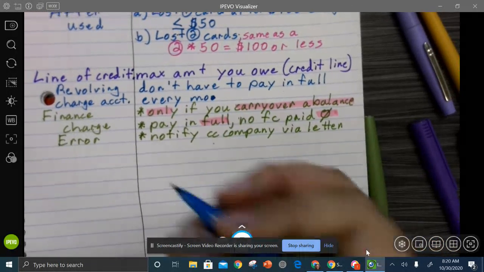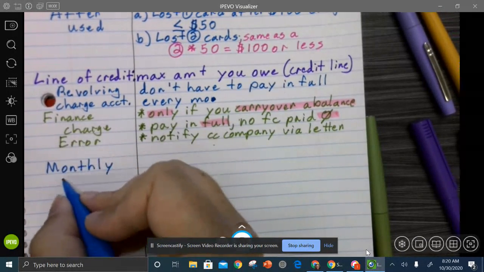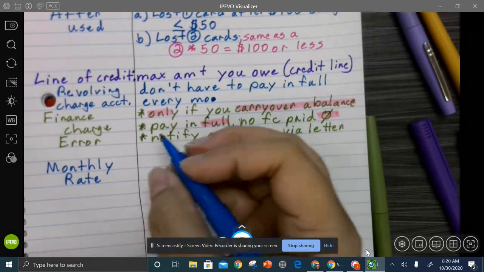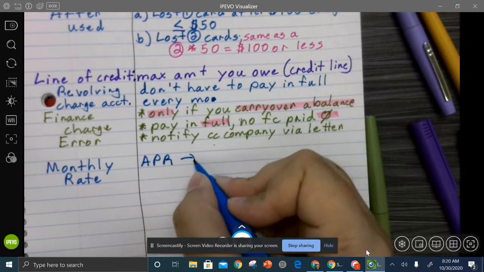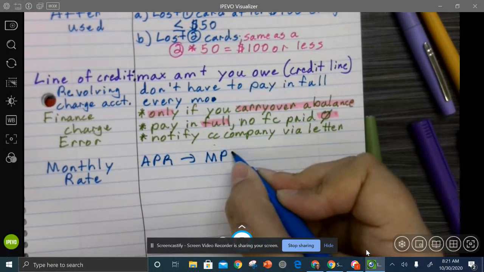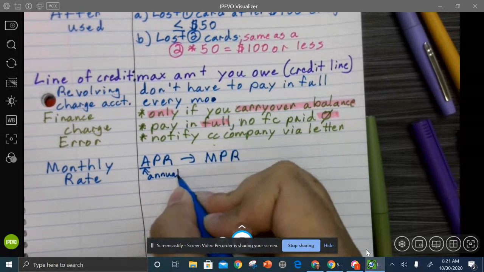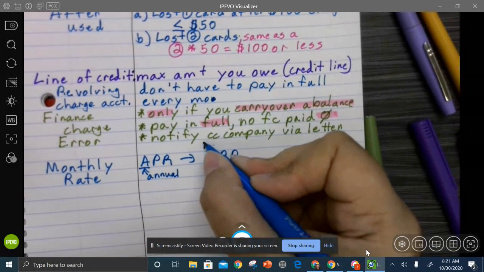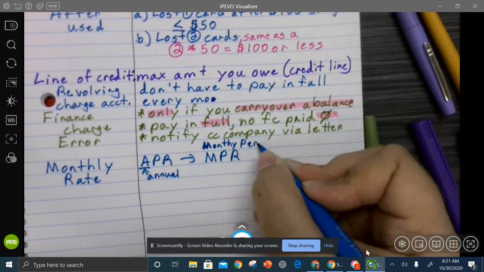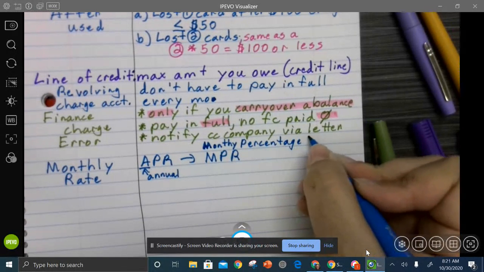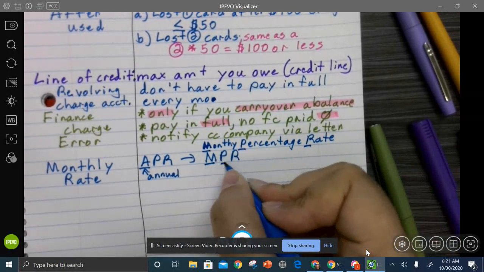So how do they figure out the finance charge if you do carry a balance? It's the monthly rate. Remember we just did annual percentage rate; this is the monthly percentage rate. Remember A was annual, so this is monthly: MPR, monthly percentage rate.